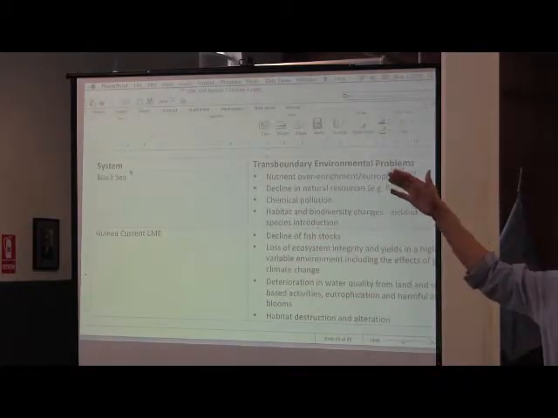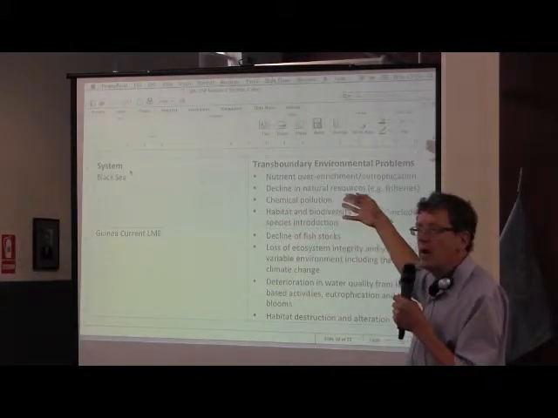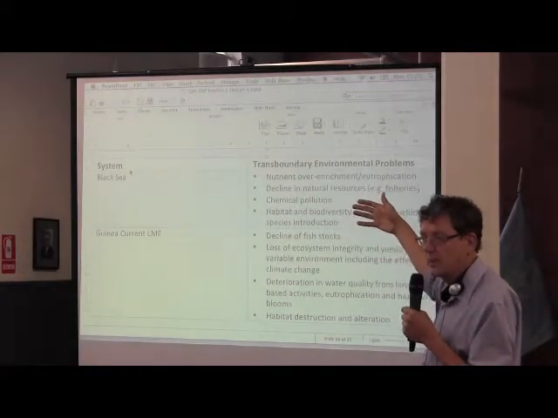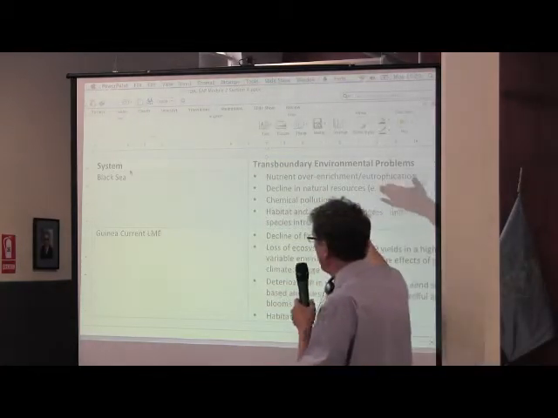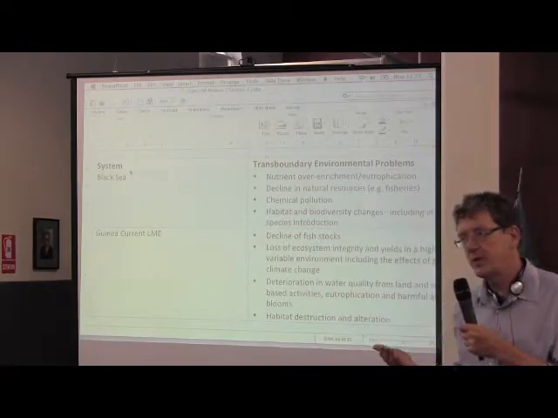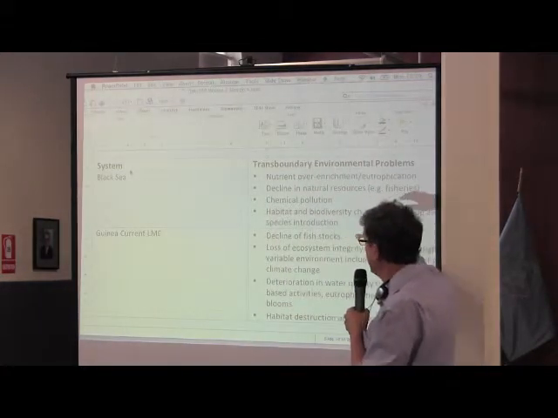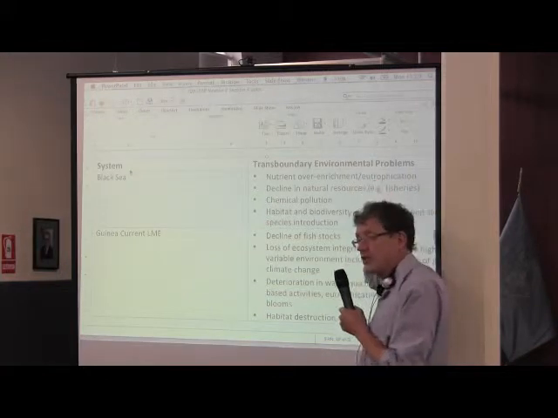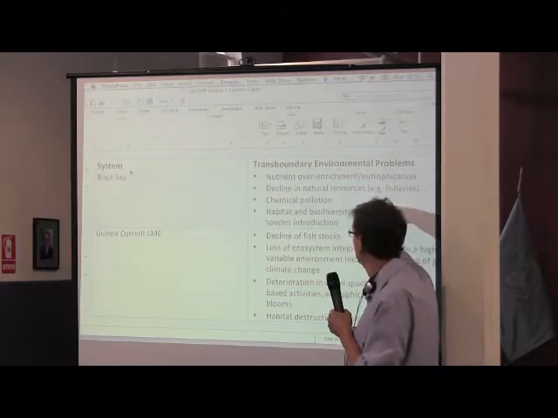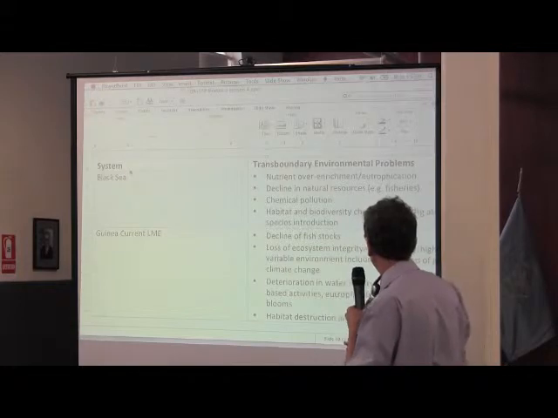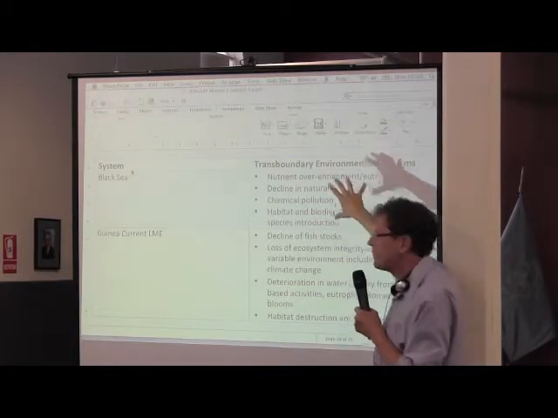This is giving a list of some projects, LME projects, certainly marine projects, and what their identified transboundary environmental problems were. This is to give you a sense of what other projects have found. You'll see also that there's often a lot of commonality between projects. So if we look at the Black Sea, the Black Sea's transboundary problems were nutrient over-enrichment, so that's eutrophication, declining natural resources, fisheries for example, chemical pollution, habitat and biodiversity changes, including alien species introductions. So that's the Black Sea.